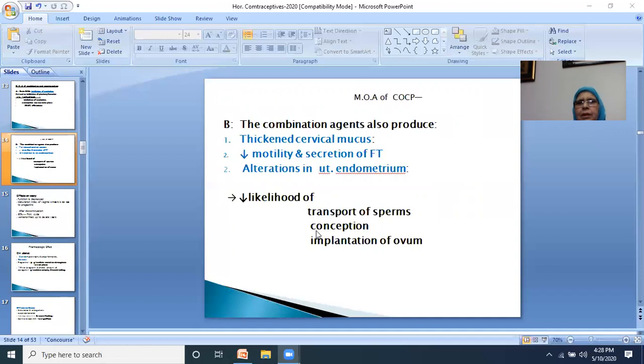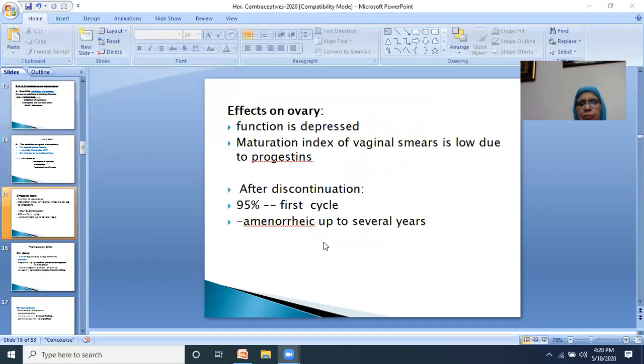But for these combination contraceptives, the main mode is selective inhibition of anterior pituitary function via negative feedback mechanism and inhibition of ovulation. Again, this is your UQ, very important. Then regarding their pharmacological effects, ovarian function is depressed. We don't see big follicles or stromal edema. The maturation index of the vaginal smears is low due to progestins.